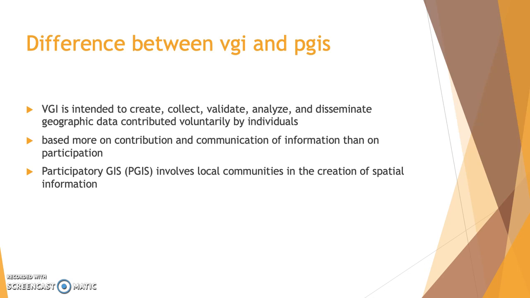Participatory GIS involves local communities in the creation of spatial information, and they put this information into GIS. So VGI is very much an individualistic activity. You and you alone are putting the information into a data space. However, PGIS involves a local community, you're coordinated with other people, and then you put it into a GIS. Its main difference is individualistic versus collective.